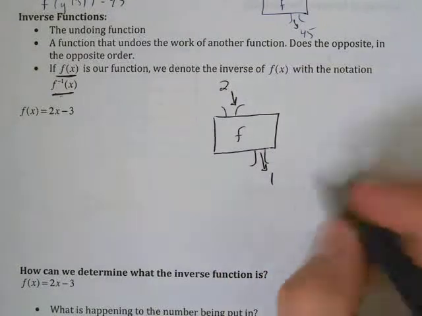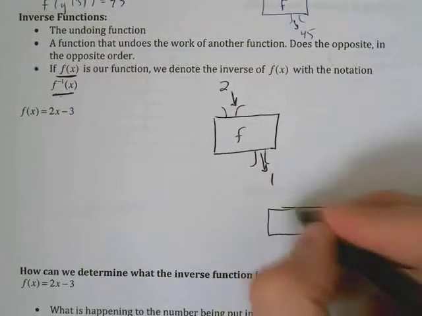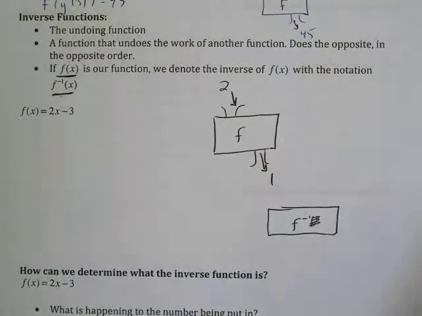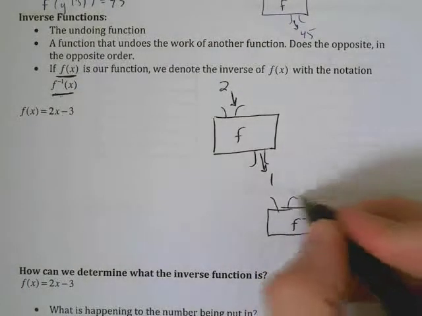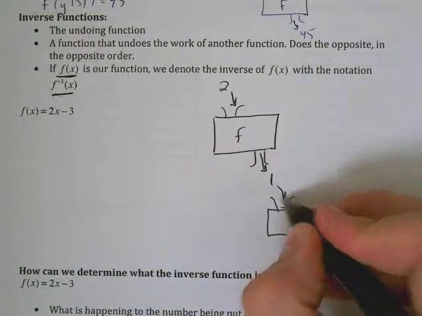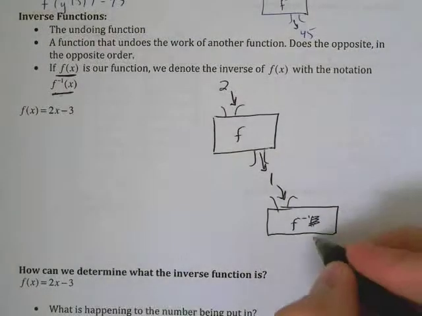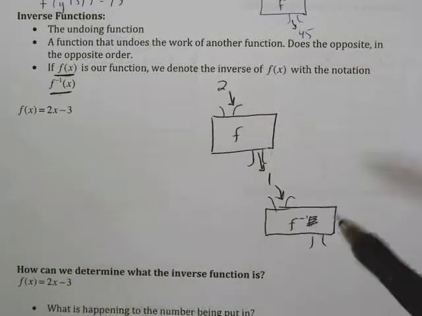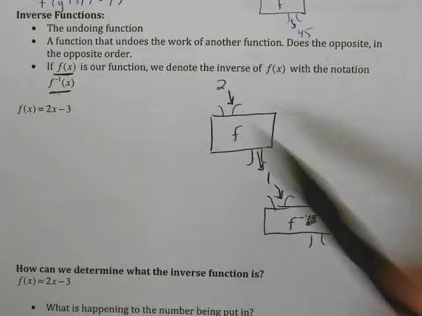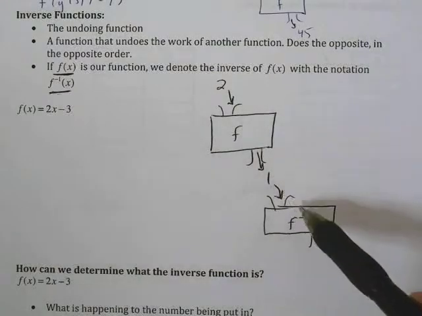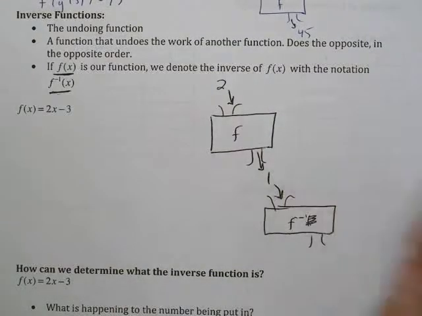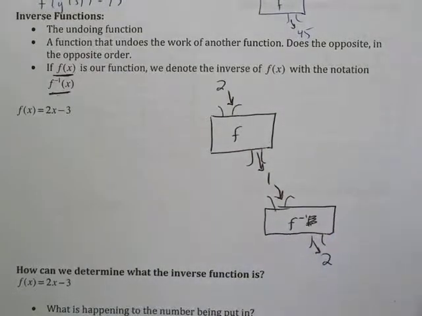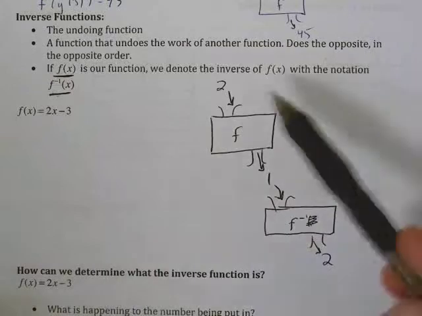Now, let's write f inverse. The inverse function's job is to take what came out of that function. If we put a number into the function, we would like the inverse function to undo the work that this function did. So this function took a 2 and converted it to a different number. If I'm supposed to undo the work here, I'm going to take that output, undo what was done to it, and bring it back to where we started at 2. That's the work of an inverse function. It's basically undoing what you've just done.